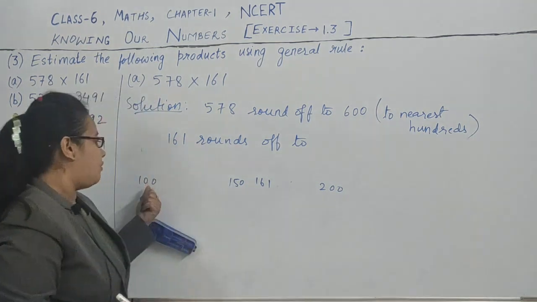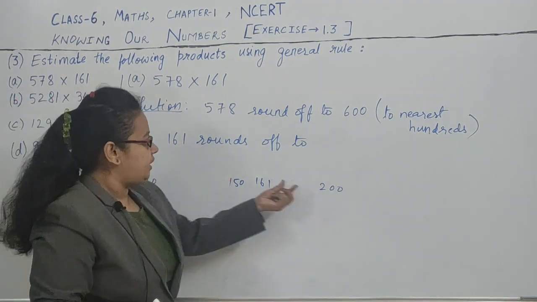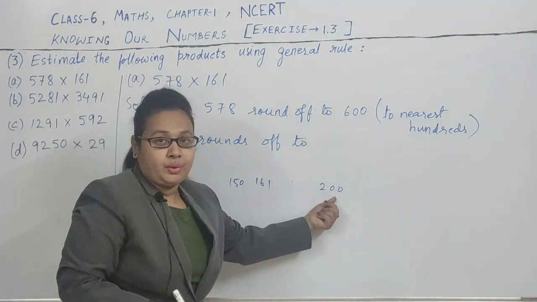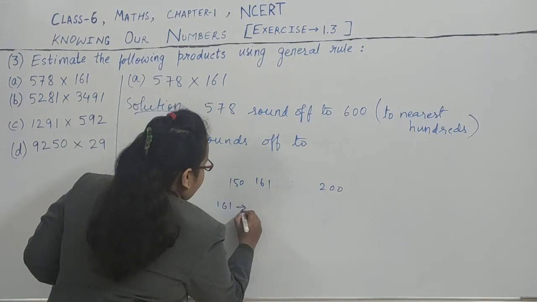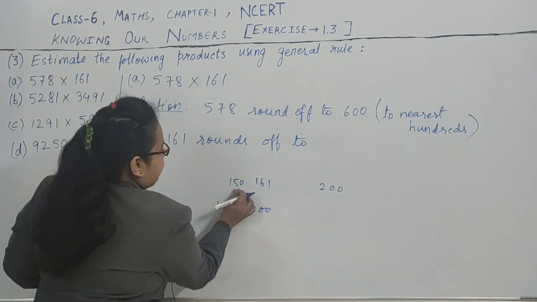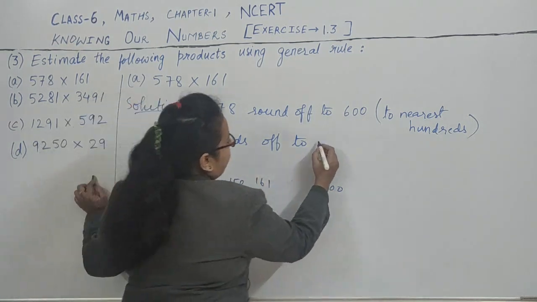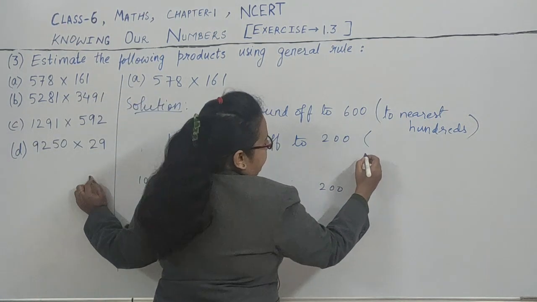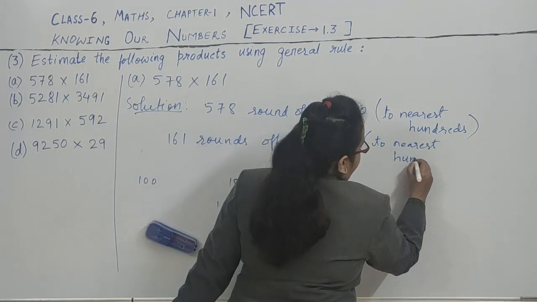It will not be rounded off to 100. Though the nearest hundreds are 100 also and 200, but the more nearer is 200. Okay, so this number will be rounded off to 200. So 161 will be rounded off to 200 because it is greater than the middle number and it is closer to 200. So this 161 rounds off to 200 to nearest hundreds.